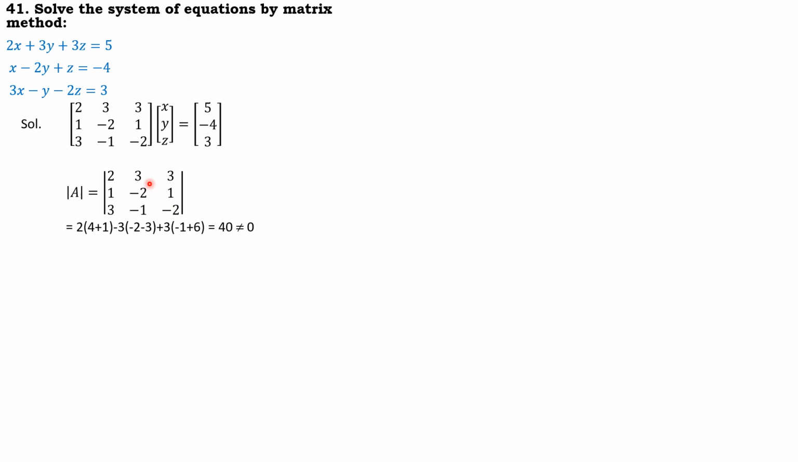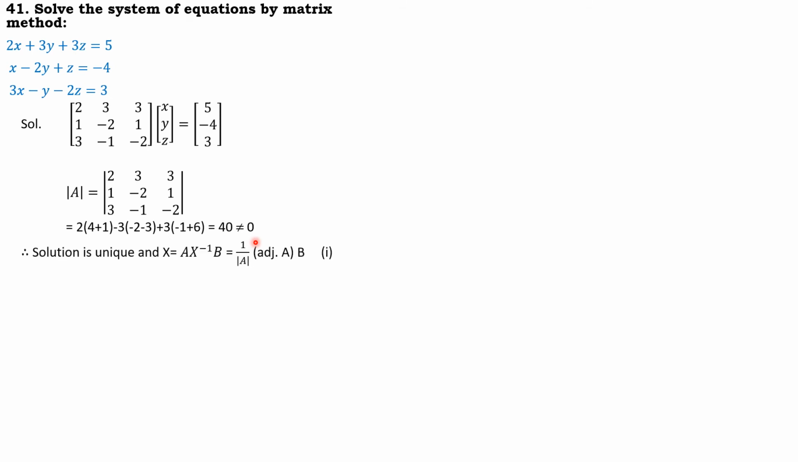Therefore, simplifying, we get 2 into minus 2 into minus 2 is 4, minus into minus is plus, plus 1. Minus of this is minus, 3 into 1 into minus 2, minus of 3 into minus 1, minus 3, plus 3 into 1 into minus 1 is minus 1, minus of minus is plus 2, into 3 is 6. That is equal to 40. That is not equal to 0.